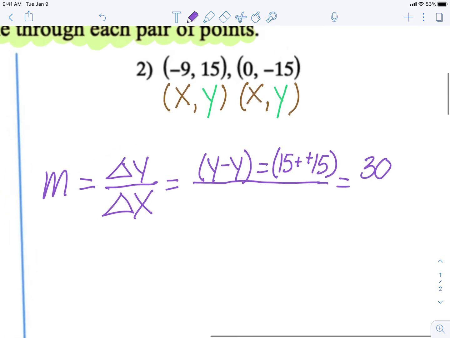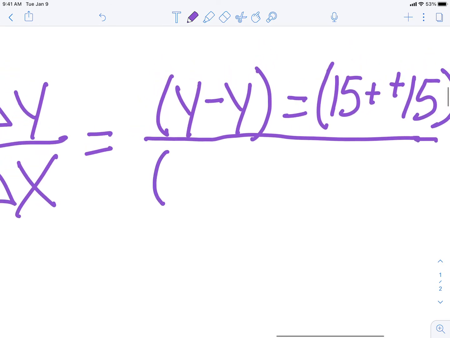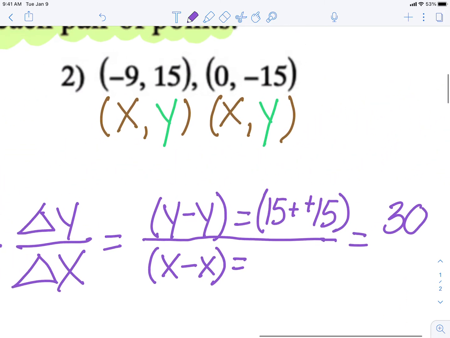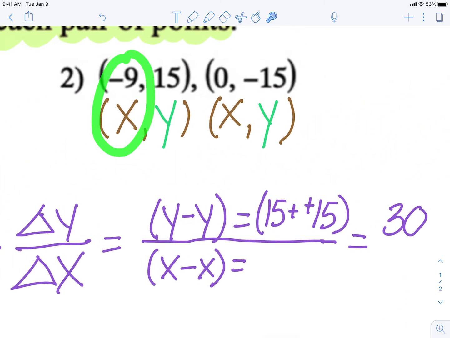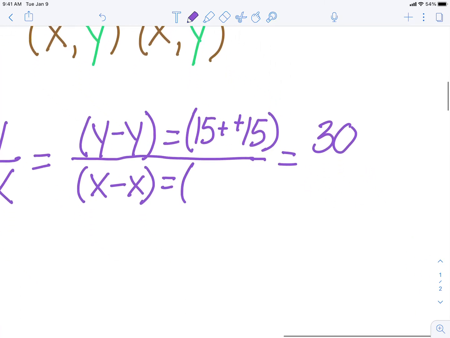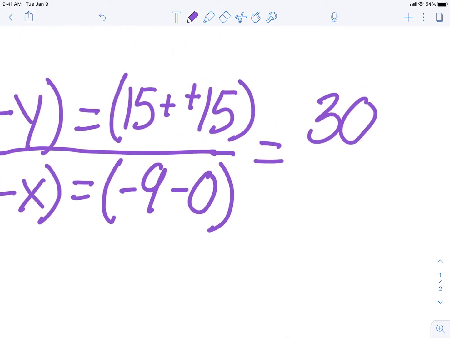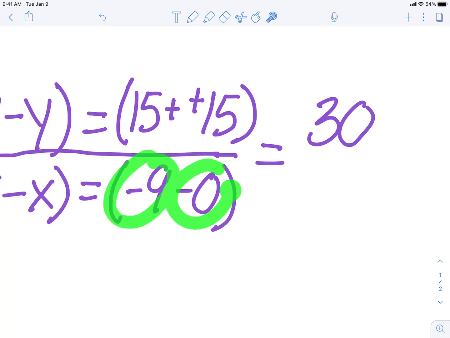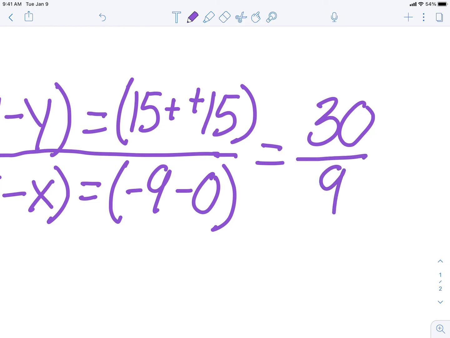Look at that. I went all the way down to the end. So now let's do our x's. So my two x's are negative 9 and 0. So I'm going to say negative 9 minus 0. Well, these two are the same signs, negative 9 and negative 0, so I can add. 9 plus 0 is 9, right? And it's a negative 9 because 9 is bigger and 9 is a negative.